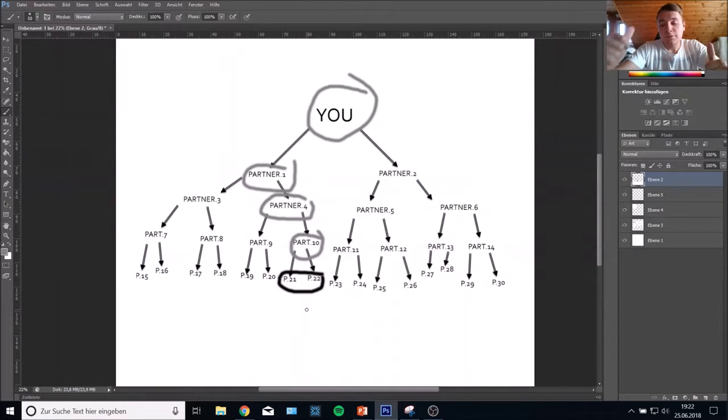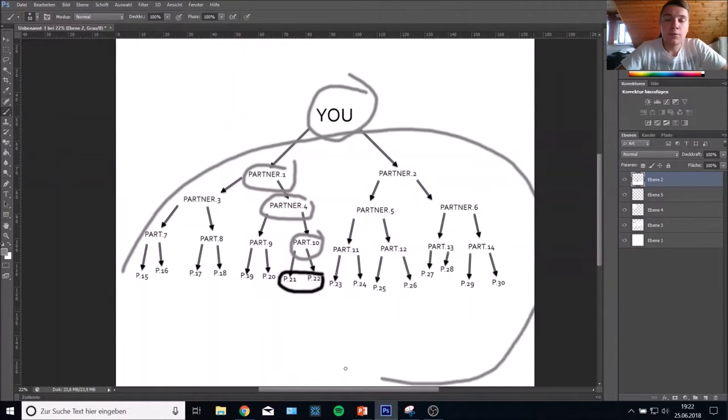The target which you should reach is that you don't have to do anything, and that your network is so big that you don't have to do anything.